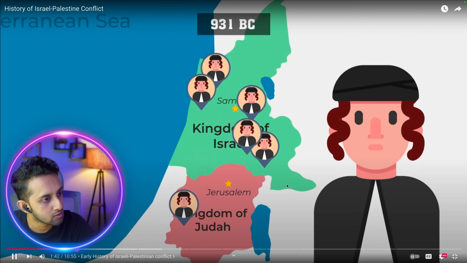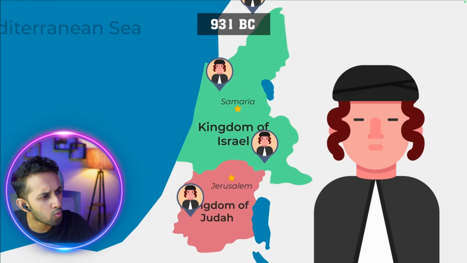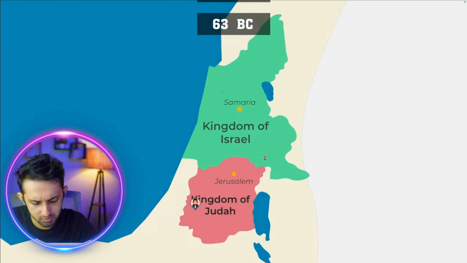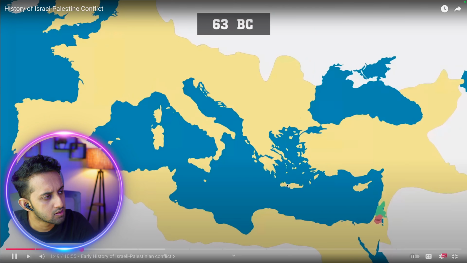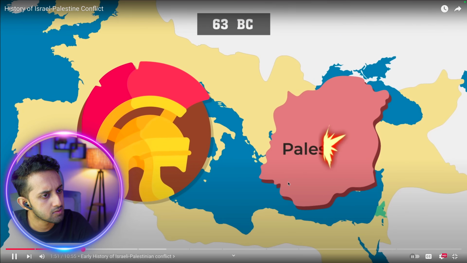Leading to the significant decrease of the Jewish population on the land. One of these conquests was conducted by the Roman Empire, who gave the name Palestine to Judah, intending to break the Jewish connection with the land of Israel.